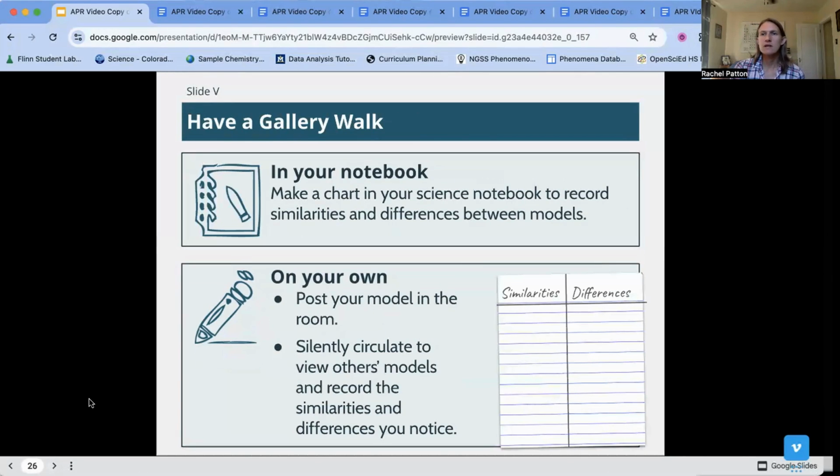If you were in class, you would be doing a gallery walk and looking at several other models. There are two models you're going to look at today. So make yourself a T-chart in your notebook, like the one you see here, similarities and differences. And then you will use this T-chart to record similarities and differences between your model and the two models you're going to observe.